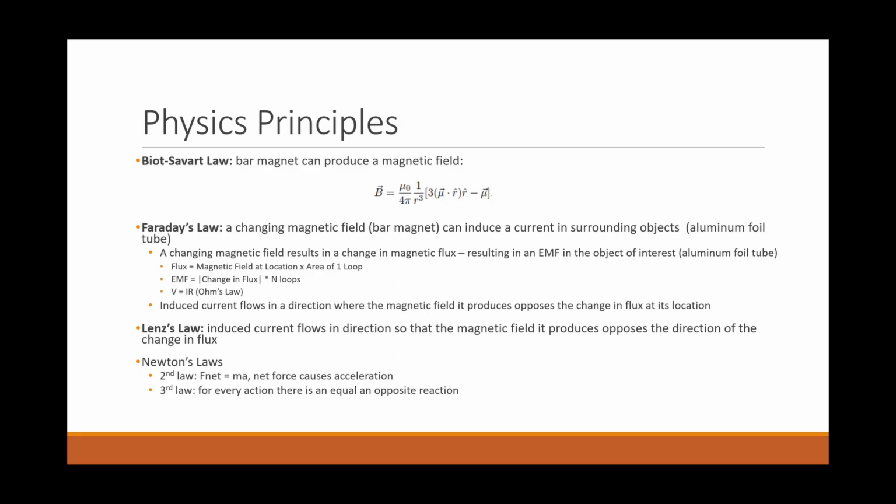Faraday's law: a changing magnetic field can induce a current in surrounding objects. A changing magnetic field results in a change in magnetic flux, which then results in an EMF that can be used to determine current using Ohm's law. Below are some of the formulas you can use to do that. Lenz's law was also important. The induced current flows in a direction so that the magnetic field the current produces opposes the direction of the change in flux. Newton's laws were also important in this lab.